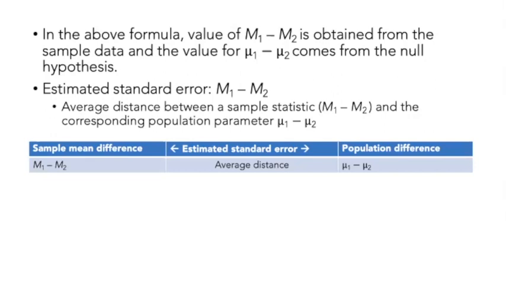So this entire thing I took from the Gravetter and Wallnau book. If you also take the book, you can take yourself through these analyses as well, okay? So this is the sample difference, M1 minus M2. This is the population difference, mu1 minus mu2. So the estimated standard error would try to find the average distance between M1 minus M2 and mu1 minus mu2. So basically, finding the difference between the sample mean difference and the population difference, okay?